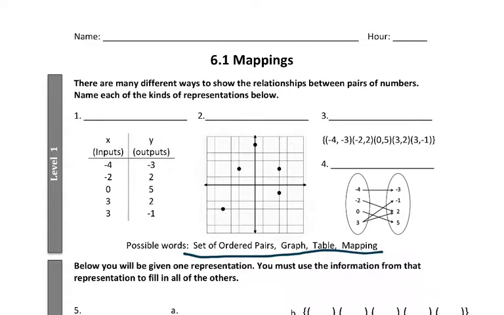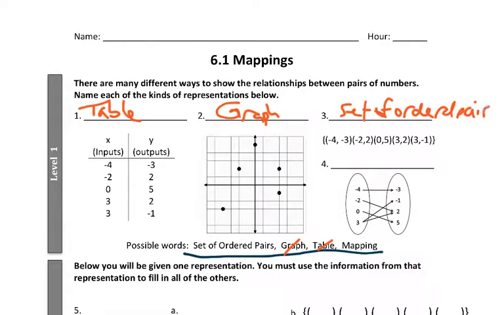If we look at number 1, well, that's pretty easy. That's a table. That's something we've seen before in the past. Number 2, that's a graph. Number 3 is a set of ordered pairs. And number 4 is called a map. You could call it a mapping as well, it doesn't matter. But yeah, that's what we'll start with there.